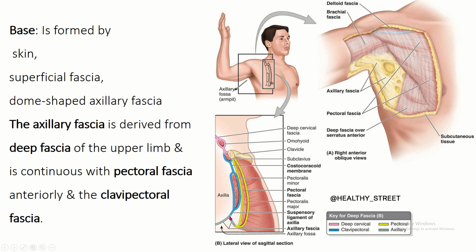This is the base. The base is formed by the skin, then superficial fascia, then the dome-shaped axillary fascia. The axillary fascia is derived from the deep fascia of the upper limb, and it is continuous with the pectoral fascia. In the deeper part, it is also continuous with the clavipectoral fascia.